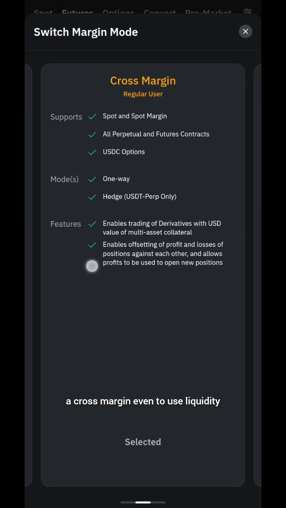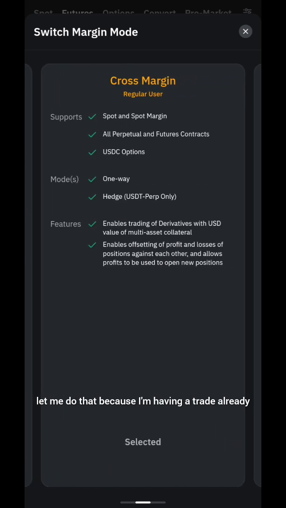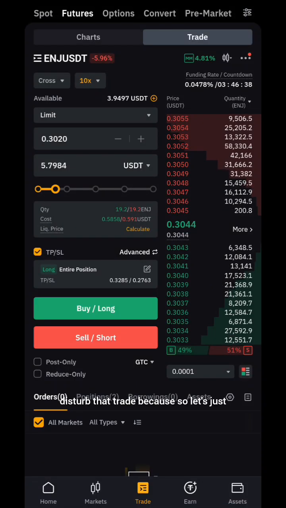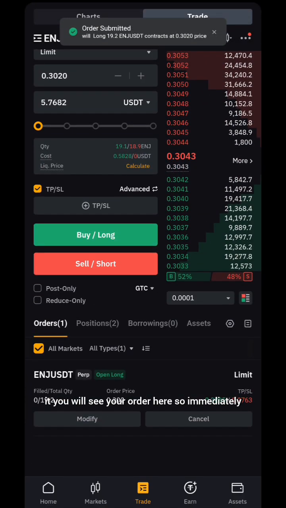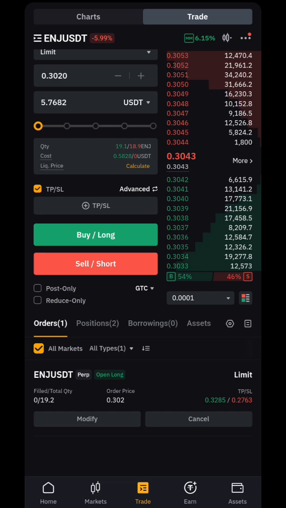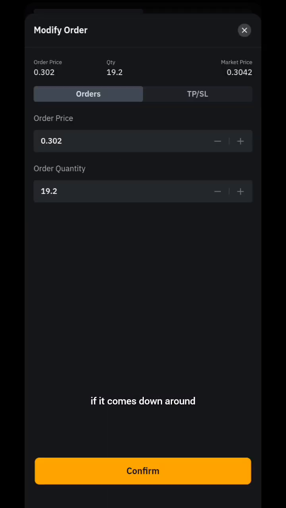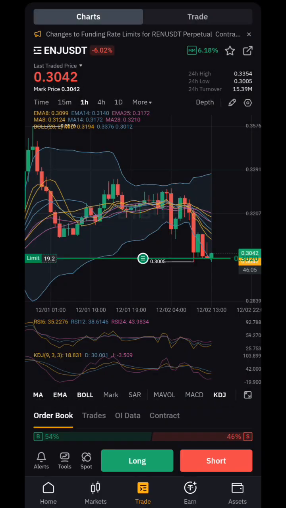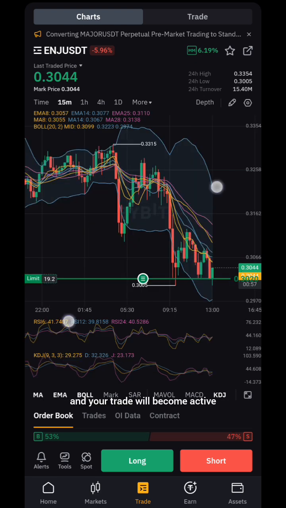If I were to use isolated, okay, let me not do that because I already have a trade and I don't want to disturb it. So let's just go for the long now. Then you can see that everything has been calculated here. Now let's confirm. Once you confirm it, you see your order here. The price is 30.20, which is around this side. If it comes down to where this blue line is, your order will be triggered and your trade will become active.